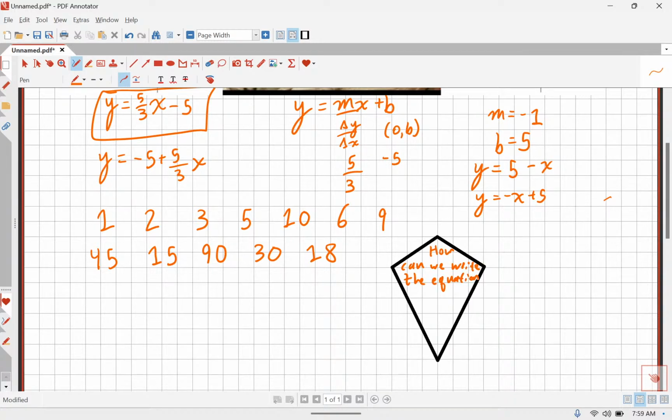You're writing it in a kite. That's a great kite. Oh boy, I don't know if this is gonna work. It just cuts off at the very bottom. Yeah, there you go. There it goes. How can we write the equation of a line given 2 points that it passes through?